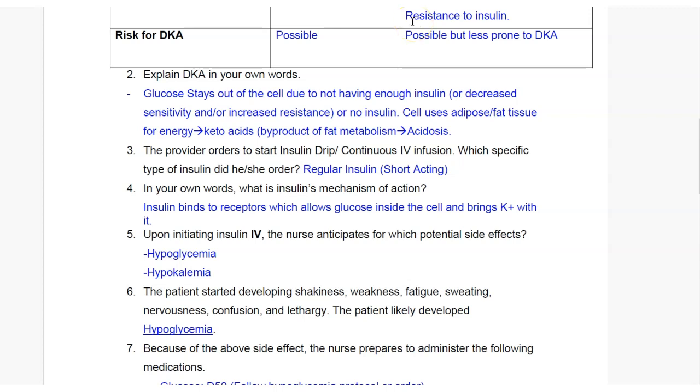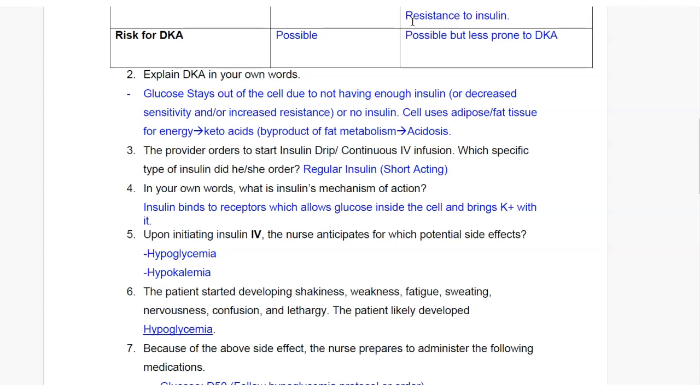Next question, in your own words, what's insulin's mechanism of action? So how does it work? Again, as mentioned in class, insulin binds to the receptor, so it basically opens the door for glucose to go inside the cell. And together with glucose, what follows? Potassium. As glucose goes into the cell, potassium follows.